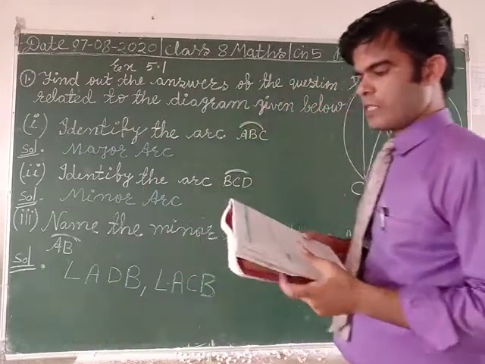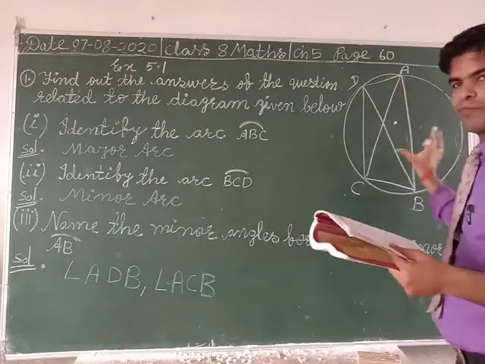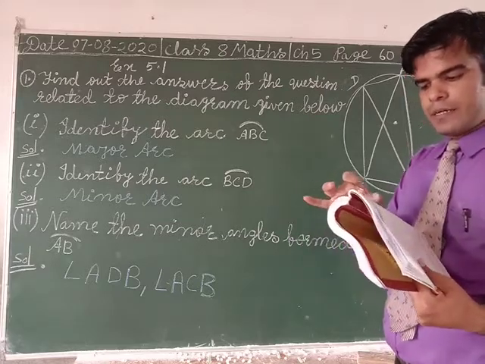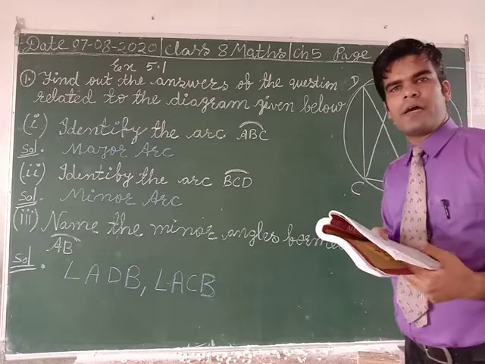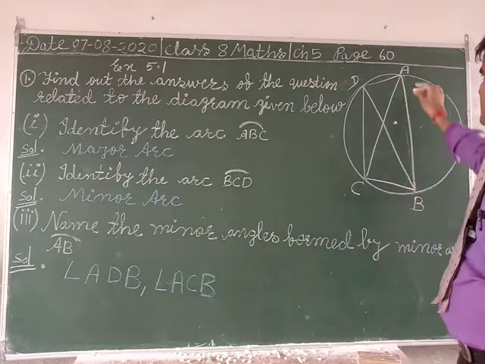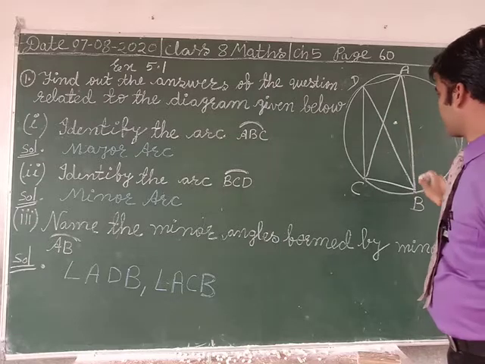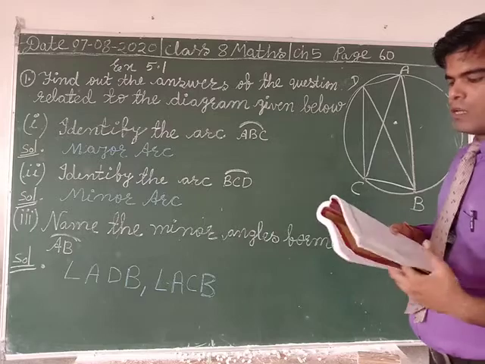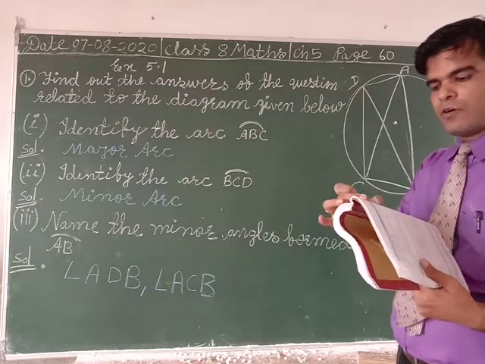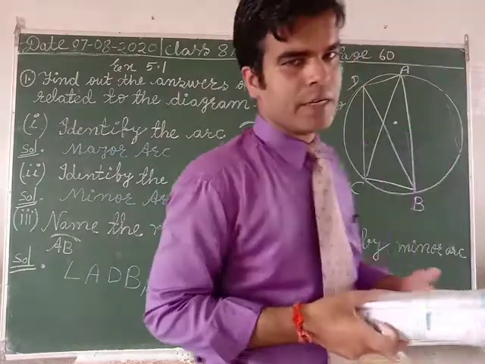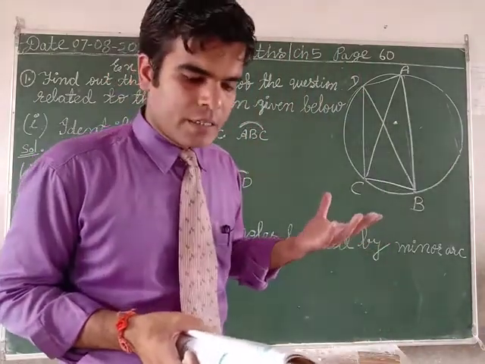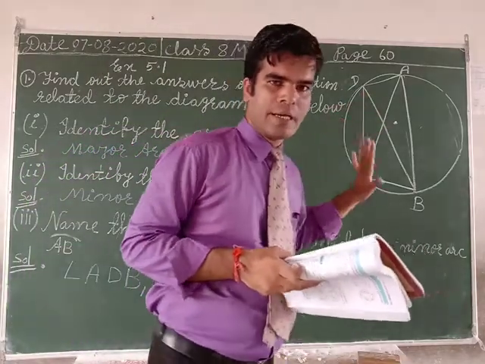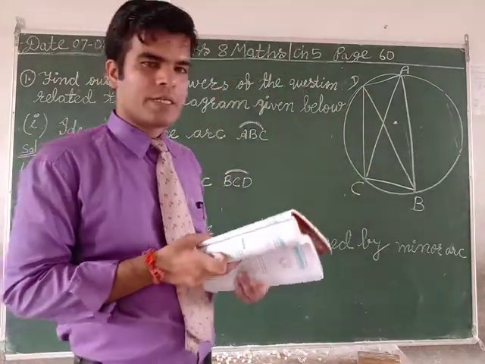Students, first let me clarify that the diagram given in the book is wrong. It looks like AC and BD are diameters, but they are not. AC is a chord and BD is also a chord. It is not a diagonal. The quadrilateral given just looks like a rectangle, but it is an unmeasured quadrilateral. It is not a rectangle. So be clear about the diagram. Okay, students, the diagram in the book is somehow wrong.